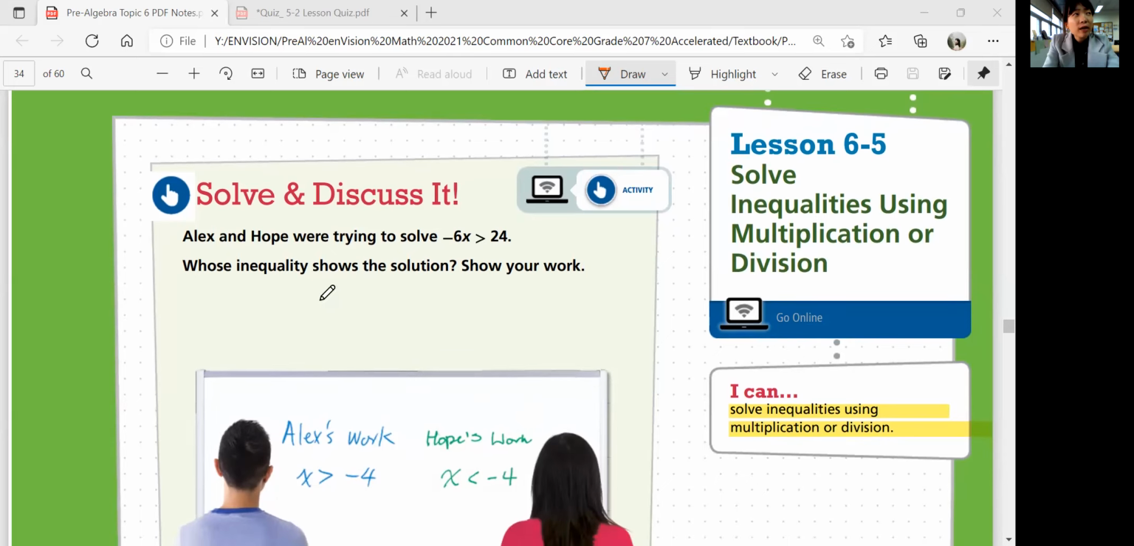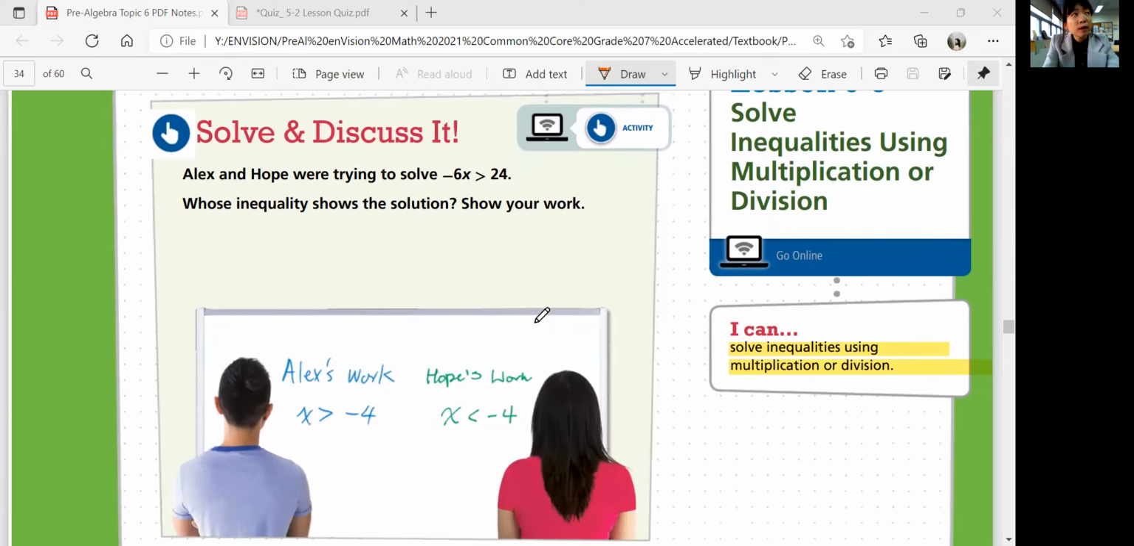Alex and Hope were trying to solve -6x > 24. Whose inequality shows the solution? Show your work. That's Alex and that's Hope. They're both trying to solve this, right? Alex said x is going to be greater than -4. Hope said x is going to be less than -4. So obviously you need to divide by -6 on both sides.